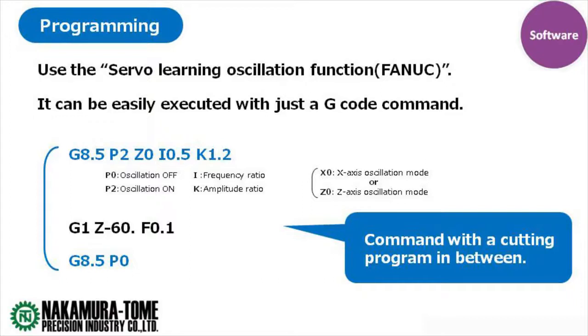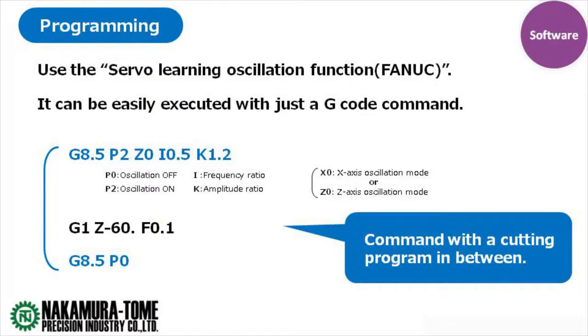A program containing the G code can be executed by inserting just two lines. Insert the G code. G8.5 P2 means oscillation function turn on. If you want to cancel it, just set to P0. Then you can select Z0 or X0. It means you can choose oscillation on the X-axis or Z-axis.